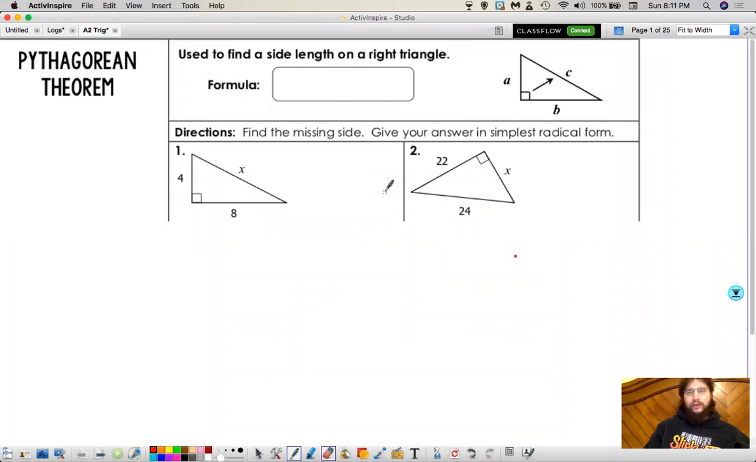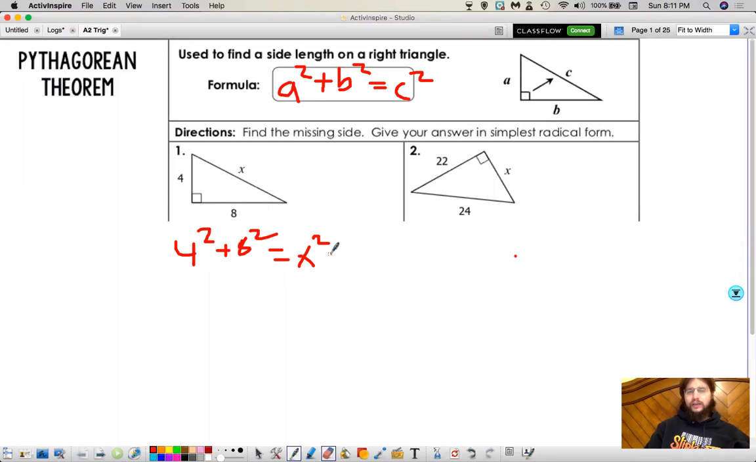All right, Pythagorean theorem. You should know this by heart. A squared plus b squared equals c squared. Only thing you have to realize is c is always your hypotenuse. So leg squared plus leg squared equals hypotenuse squared. Real basic right here. 4 squared plus 8 squared is x squared.